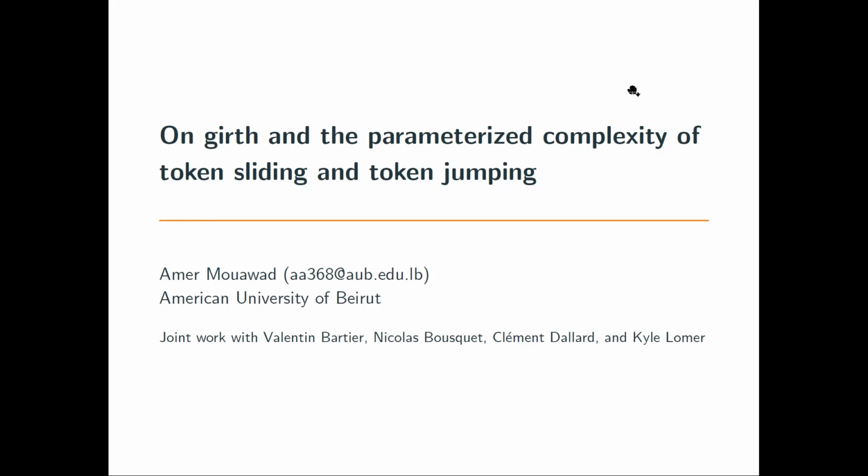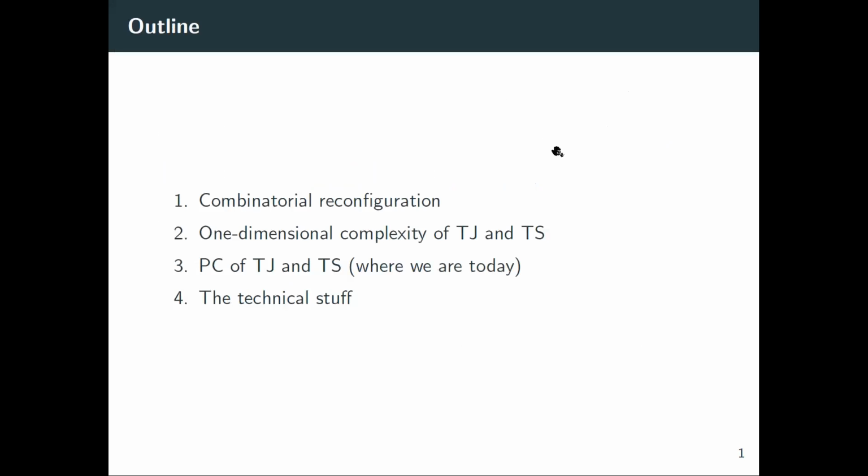The outline of the talk is going to be in 4 sections. I will give a gentle introduction to combinatorial reconfiguration because I know many of you might not have seen such problems. Then I will talk about token jumping and token sliding, what we know about them in terms of classical complexity, or one-dimensional complexity. Then I'll talk about the parameterized complexity of these 2 problems, what we know as of today, and what problems remain to be solved.